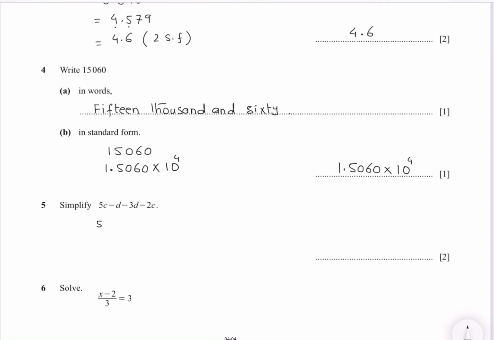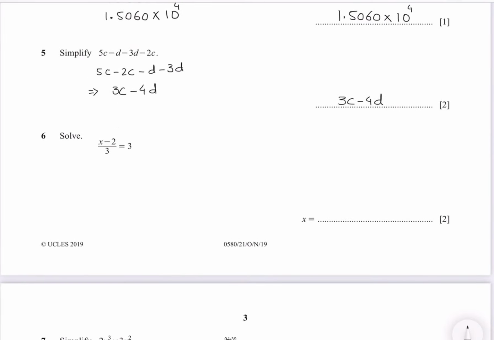Question number 5, simplify this value, so collect the like terms together. So it is 5c minus 2c minus d minus 3d. So 5c minus 2c is 3c, minus d minus 3d is minus 4d. So this is your final answer.